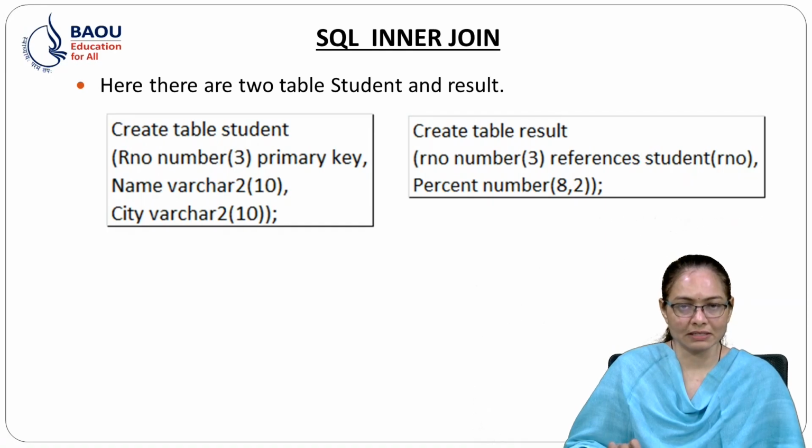Create table result, roll number, number 3, references student in the bracket roll number, and then the next column is the percentage.